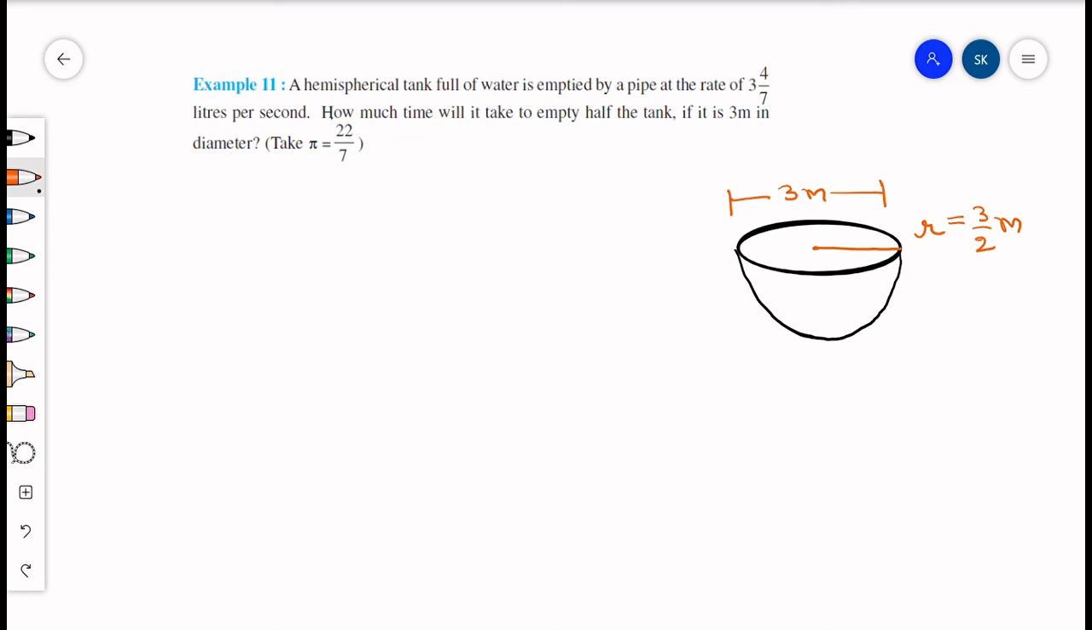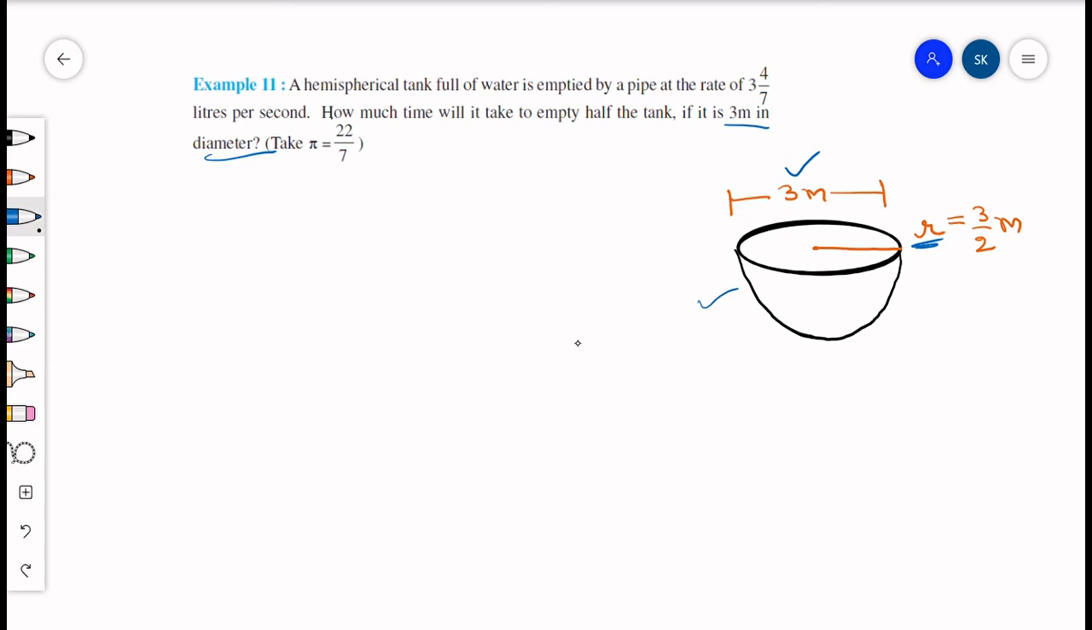Example 11. A hemispherical tank full of water is emptied by a pipe at the rate of 3 by 7 liters per second. How much time will it take to empty half the tank if it is 3 meter in diameter? Take pi equals to 22 by 7. Okay, so this is your hemispherical tank. What is given? Diameter is given, diameter is 3 meter, therefore radius will be 3 by 2 meter.